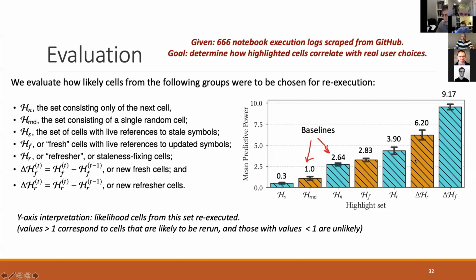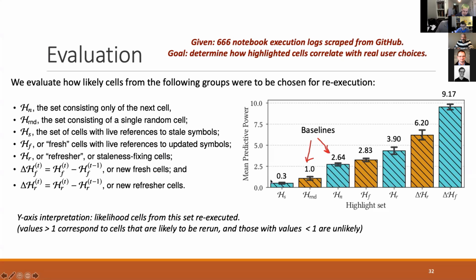The other cells that users were likely to pick for execution next were fresh cells, cells with live references to newly updated symbols, as well as newly fresh cells. So cells that just recently contain live references to updated symbols. So NBSafety also suggests these kinds of cells for execution. And these were much more likely than other kinds of baseline cell types to be picked by real users, even though the users weren't influenced by the choices of NBSafety.